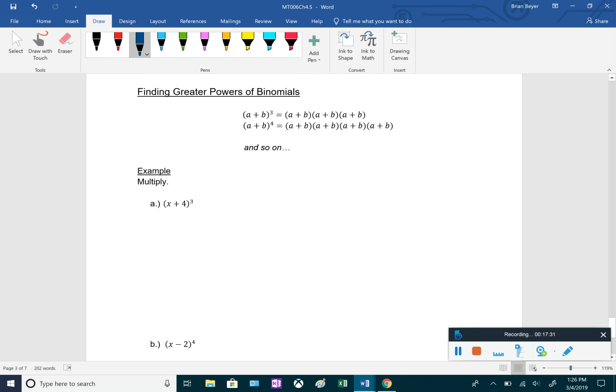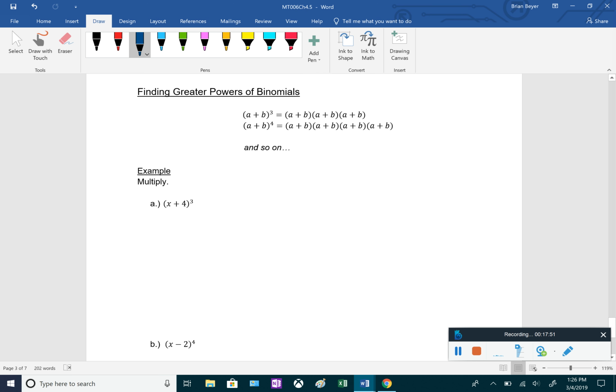Okay, for the last page here, now we're going to be multiplying greater powers of binomials. So it's a plus b cubed. The way that we can do this, we're going to multiply a plus b times a plus b times a plus b, because it was cubed. A plus b to the fourth, we're going to multiply it together 4 times, and so on.